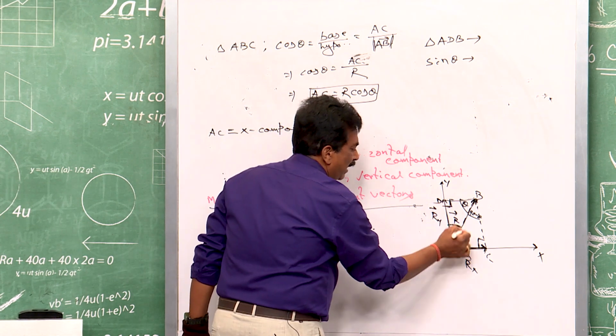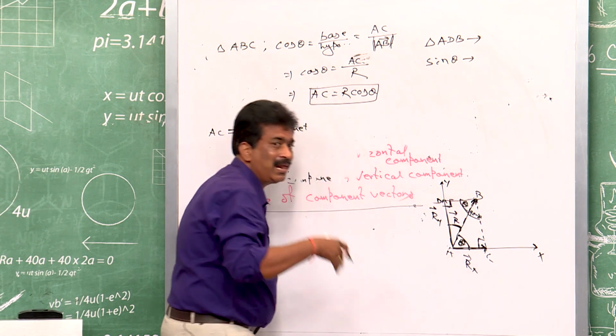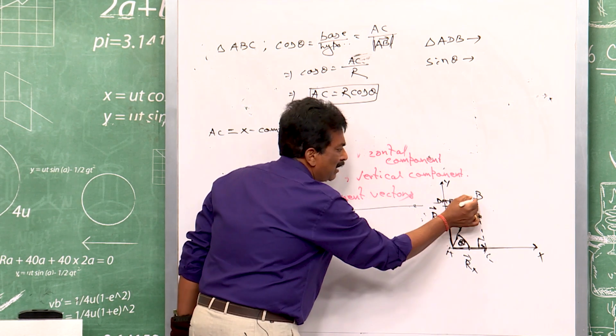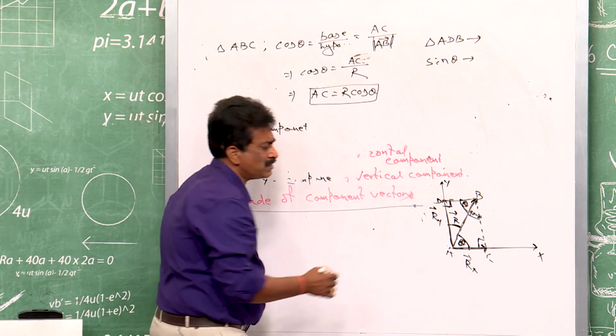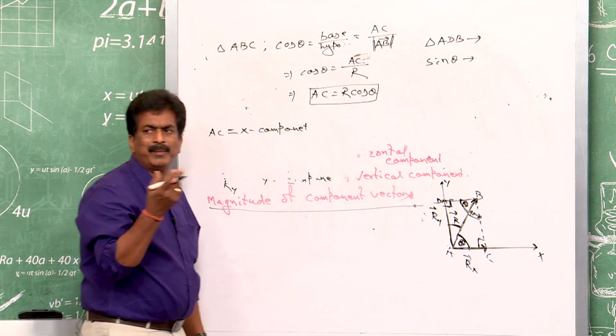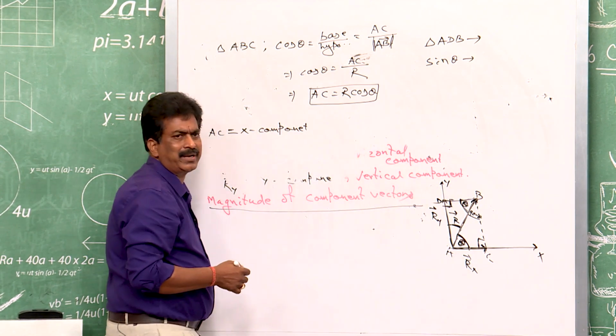So, in this right angle triangle, if this is theta, this angle will automatically be theta. In the second way, these two are parallel, and this is the intersection. So, if this angle is theta, this angle is automatically theta. If this angle is alpha, this angle will automatically be alpha.